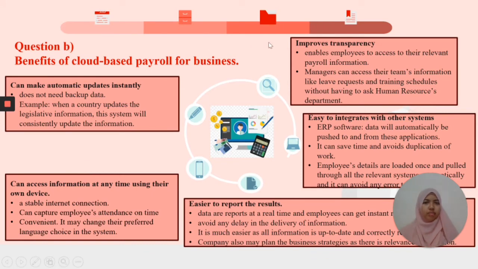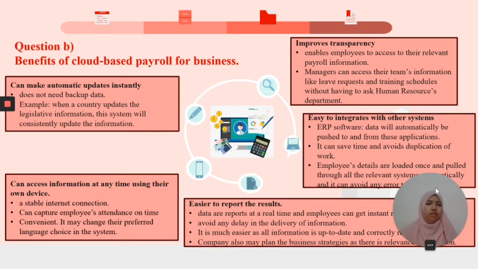The third benefit is improved transparency. It enables employees to access their relevant information. The managers can access their team information, for example leave requests and training schedule, without having to ask the human resource department. So all employees can access that software. It is easier for them. They do not have to communicate with others to ask about those things.